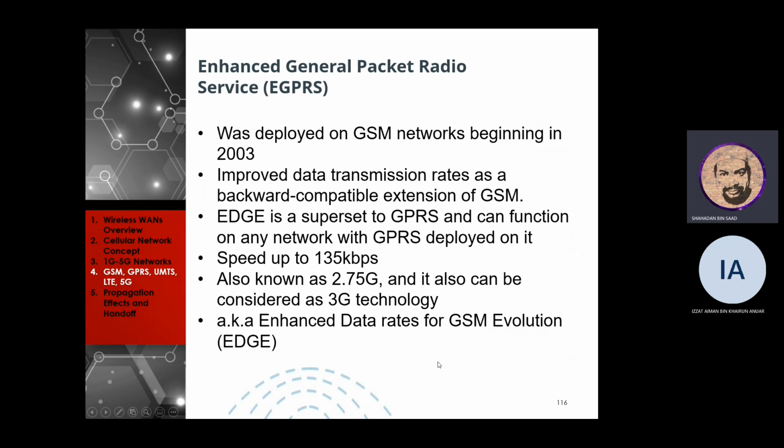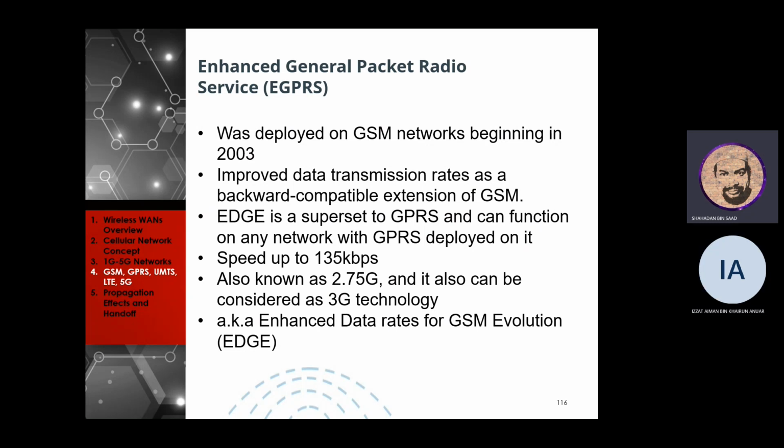Kemudian GPRS yang kata enhance tu ataupun kita panggil H tu sebenarnya dia adalah Enhanced General Packet Radio EGPRS kan, was deployed on GSM network beginning in 2003. So improve data transmission rates at a backward compatible extension of GSM. So H is a superset of GPRS and can function on any network with GPRS deployed on it or speed up to 135 kilobit per second. Kan? Tinggilah sikit kan? Bolehlah tengok apa nama teks kan.